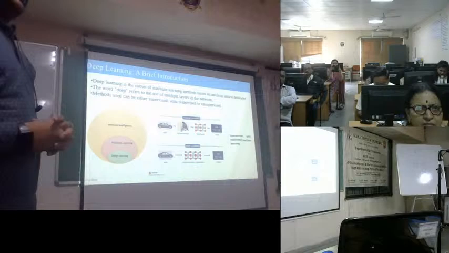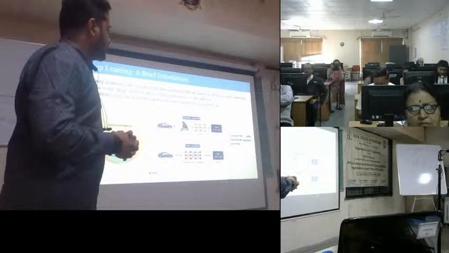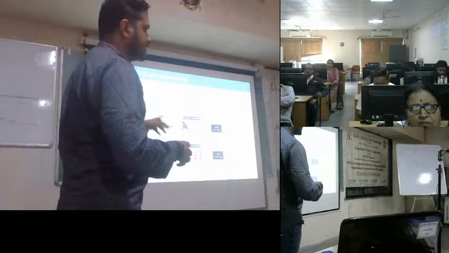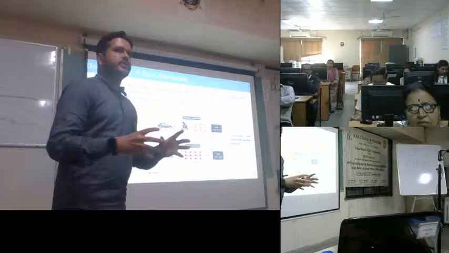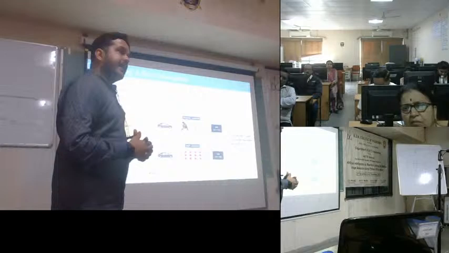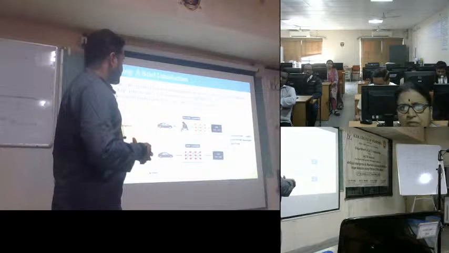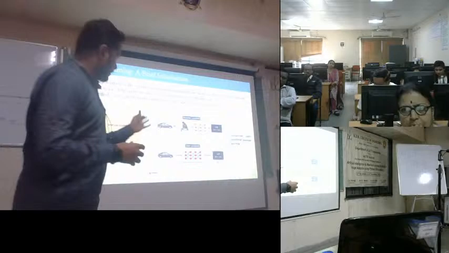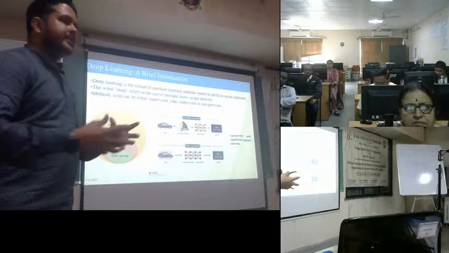In another figure I have shown the comparison between traditional machine learning and deep learning. You can observe in the figure that human interference is shown in the conventional or traditional machine learning model. In the second figure you can observe that in the deep learning model the human interference is eliminated or reduced. So therefore the deep learning model is automated as compared with the conventional machine learning model.